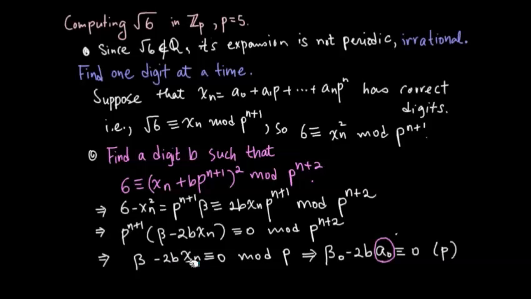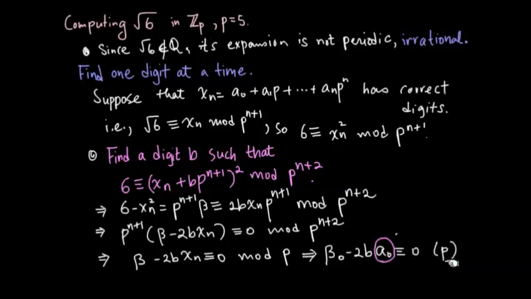Beta minus 2b x_n must be divisible by p, must start from p to the first, and the very first coefficient of this integer must be 0. Now, since this is mod p, we can replace this complicated long number with the first coefficient. Everything that starts from p is going to be treated as a 0 since it's mod p. So the very first coefficient is denoted by beta 0, and the very first coefficient of x_n was a0, so we use this a0 here. And b was this additional coefficient we're looking for.